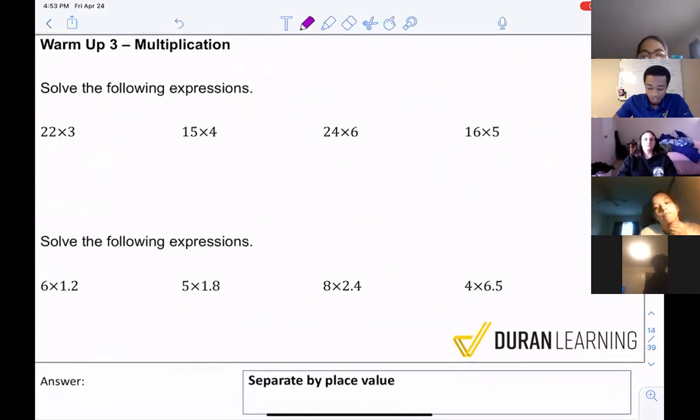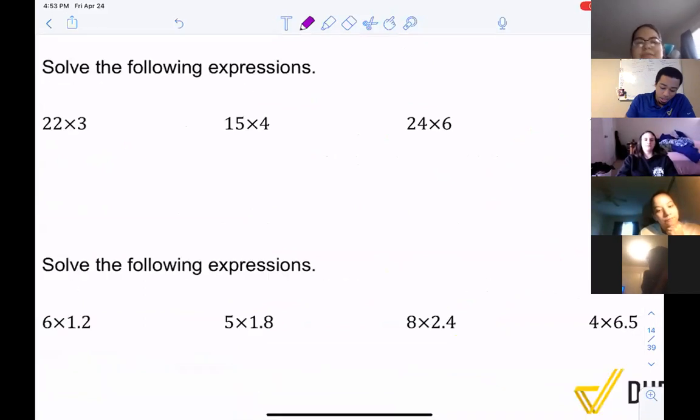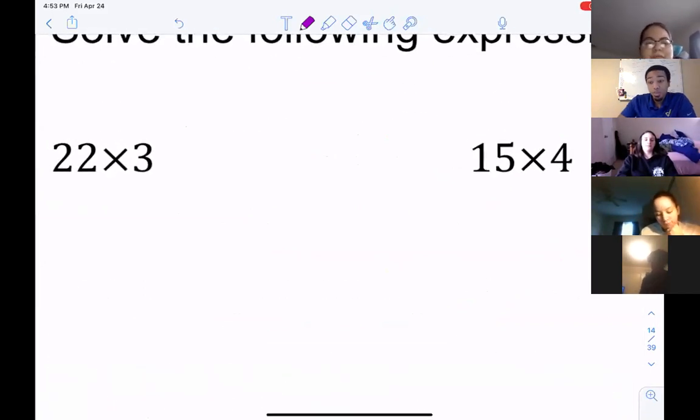So let's look at multiplication. I'm going to walk us through here. If we're trying to do 22 times 3, do we need to write anything out here or apply any special technique?